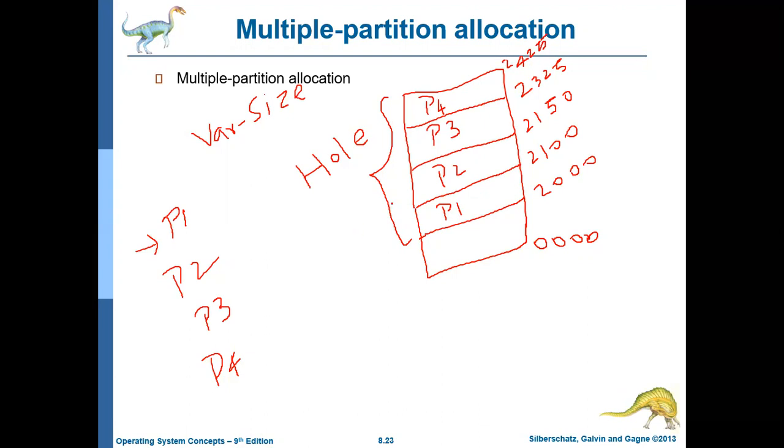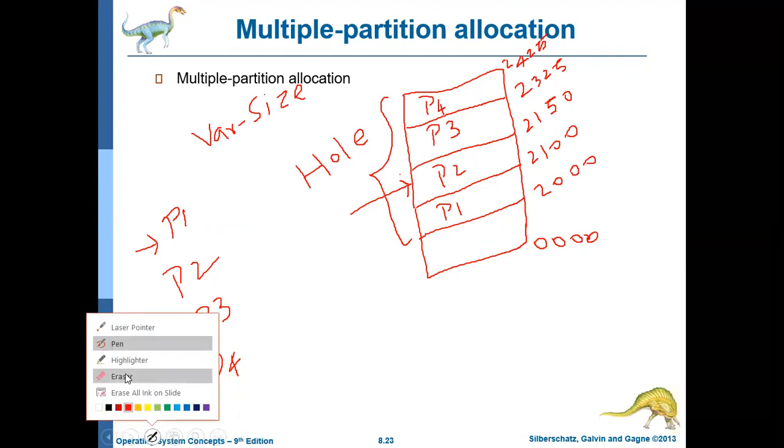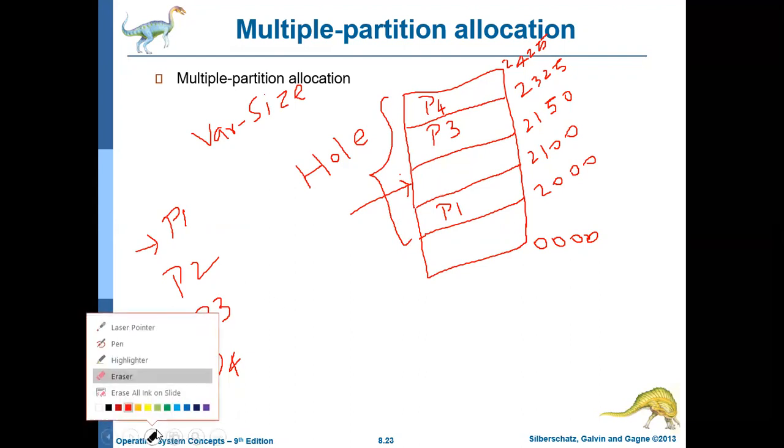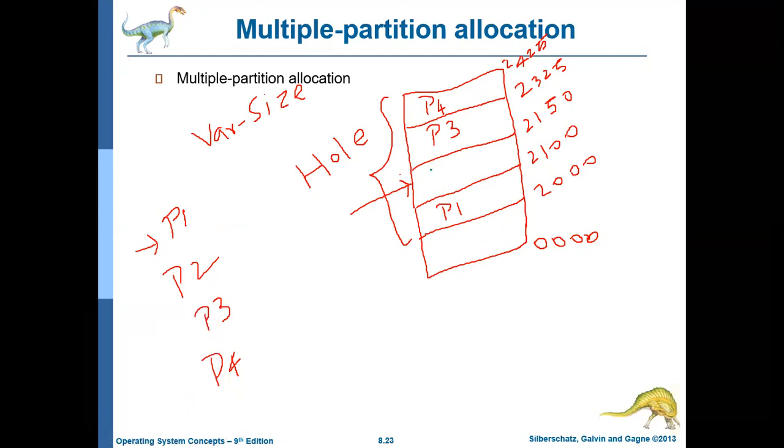Now assume that after some time P2 completes. P2 has finished execution, and it was using only 50 MB. So this 50 MB memory will be freed, and here a hole will be created. There is a hole, and the size of the hole is 50 MB.